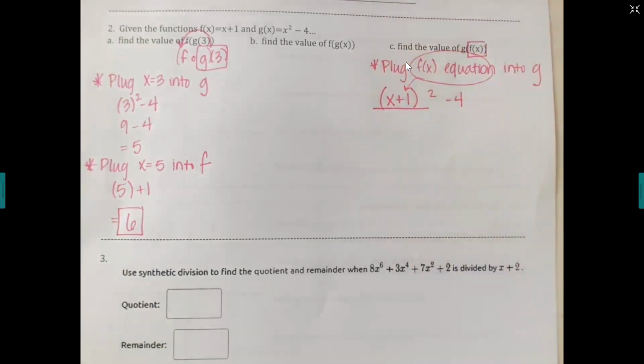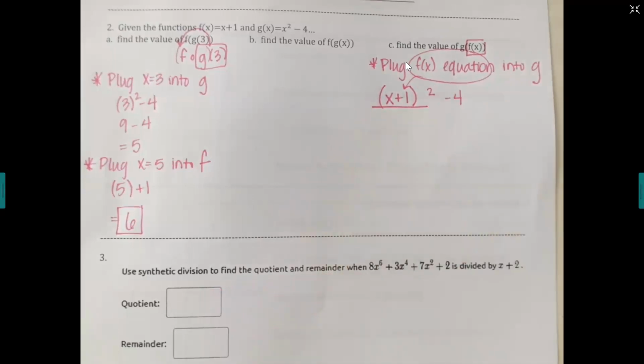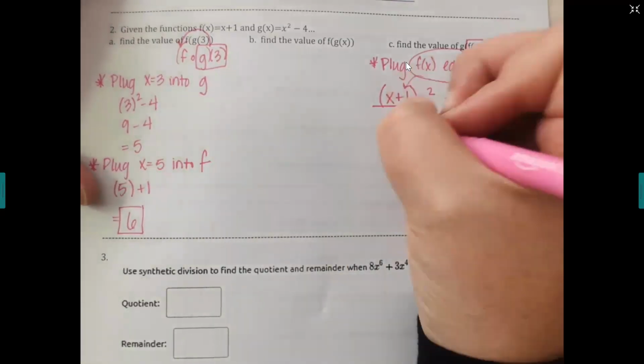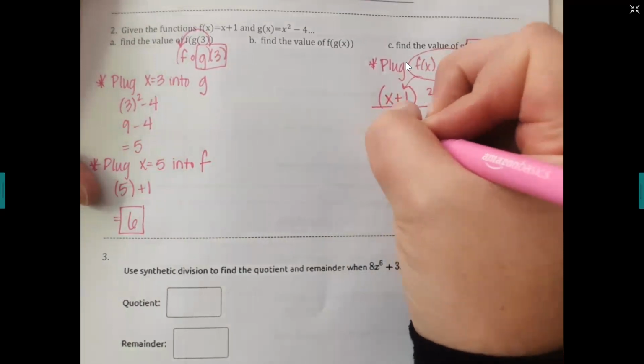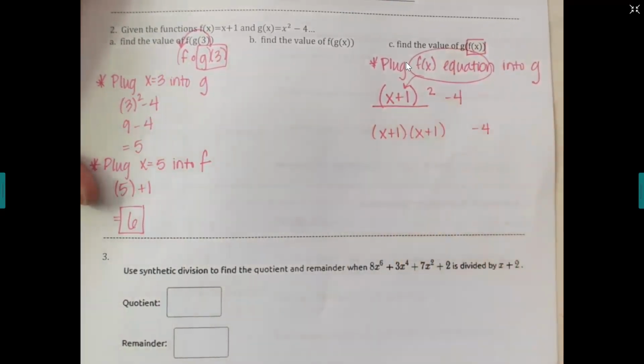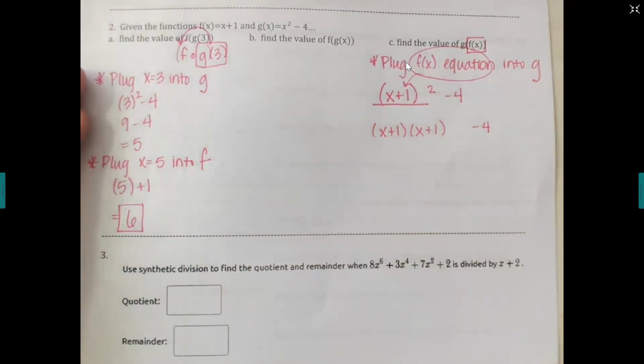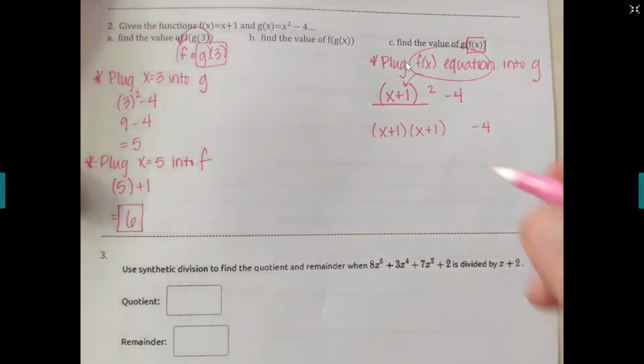Okay, but if there's nothing going on around it, like no number in the front, no squared, no subtraction in the front, then you could let the parentheses go. Okay, what do we do with the squared? Write it twice and then multiply it out. So that'd be x plus 1 and x plus 1. Okay, don't forget the minus 4 is still there. And then we're going to multiply that out. Or FOIL if you like that better.